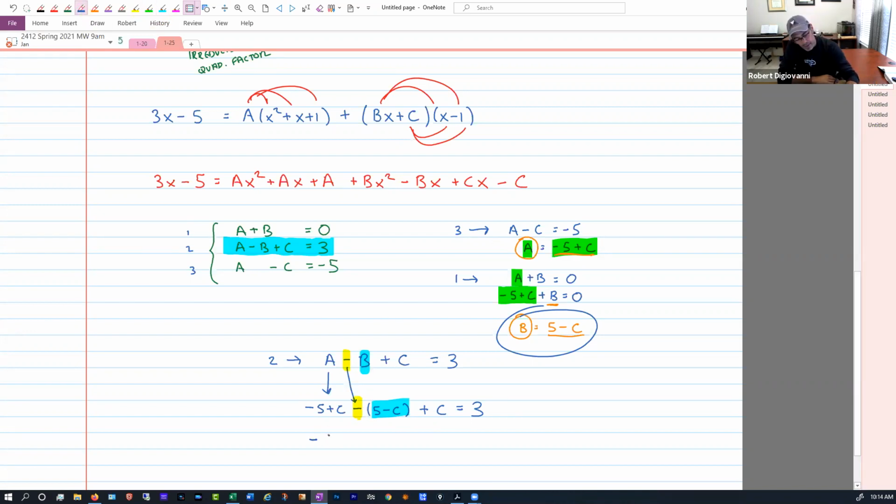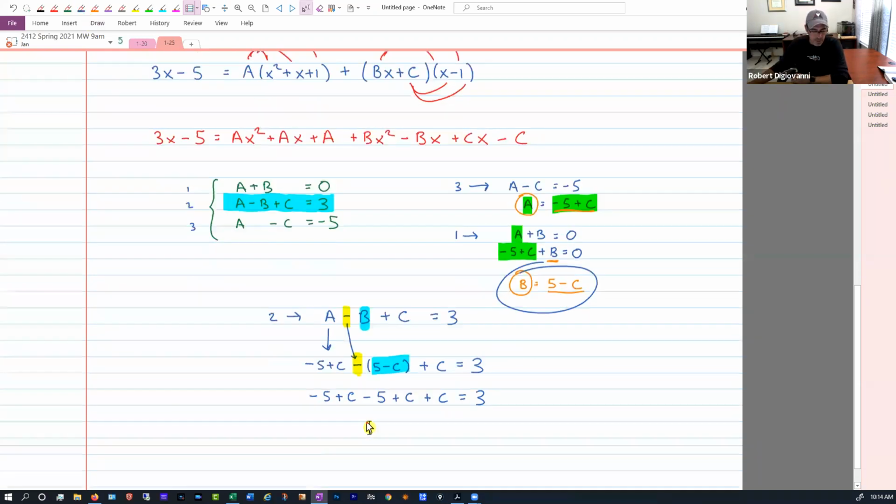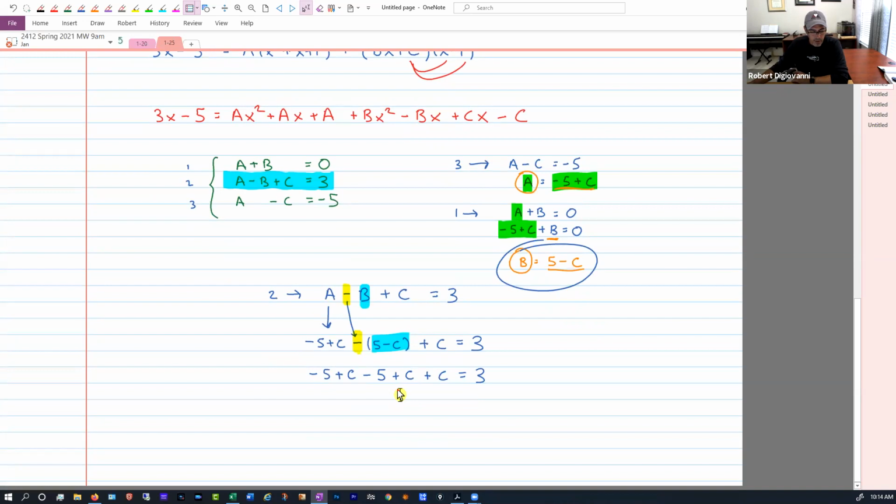So we get negative 5 plus C minus 5 plus C equals 3. So that's just me distributing that minus through. And now just collect like terms. Let's see, we get negative 10 plus 3C equals 3.